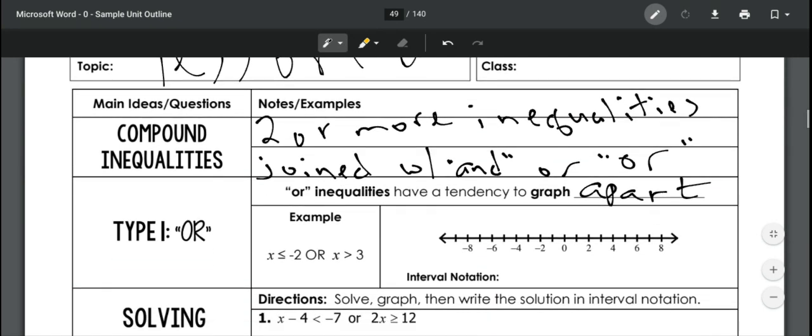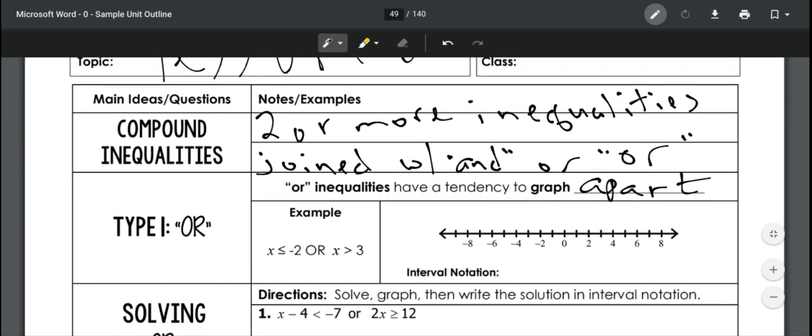So for example, a simple one, if we have x is less than or equal to -2, that would be right here, and it's going to be that way. And then it says, or x is greater than 3. And so when they have the words or, that's what it's going to look like. And then you do interval notation for both of them.